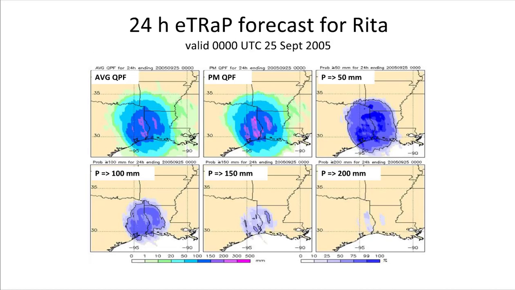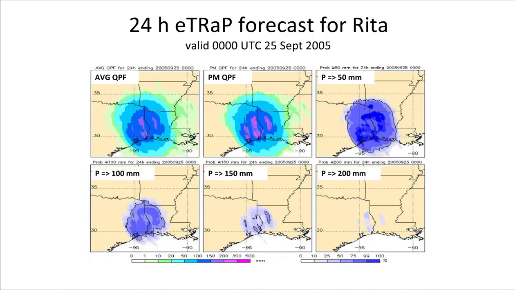Here's an example from Hurricane Rita. We're looking at various eTRAP products for the 24-hour forecast period, valid 0Z, 25 September 2005. In the upper left, we have the ensemble mean QPF, which is simply the weighted average of the ensemble members at every grid box in the domain. Each grid box is a quarter degree latitude by longitude in size. In the upper center, we have the probability matched ensemble mean. This is the product you will see displayed on the web page under rain amount.